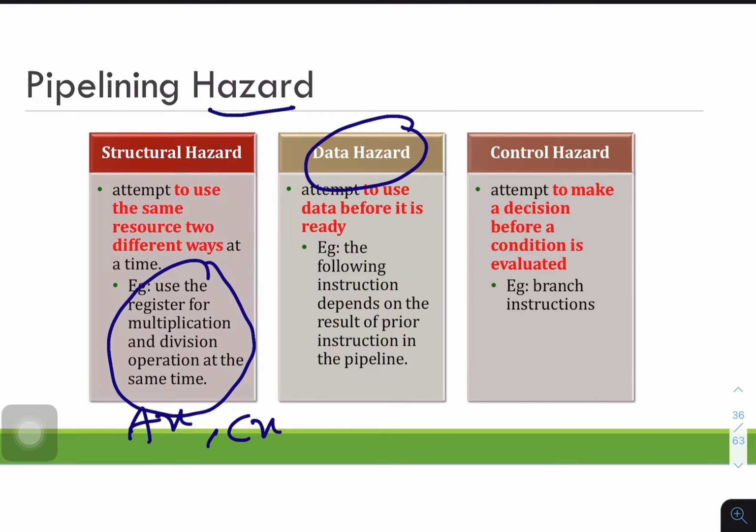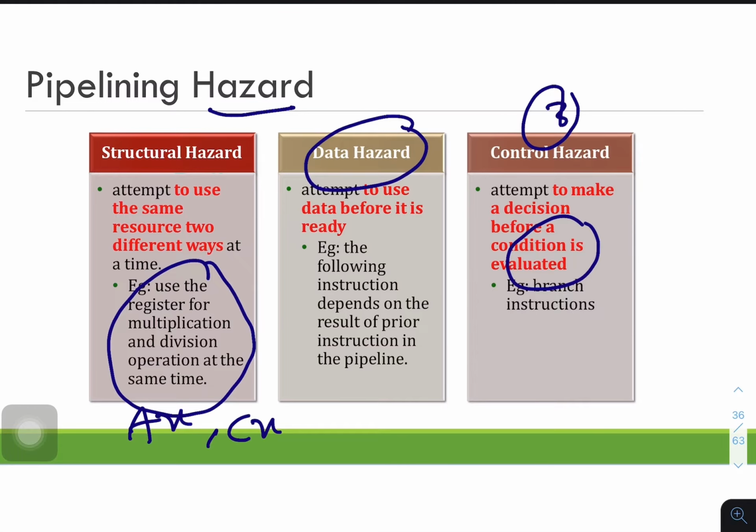Okay, and the third hazard is the control hazard. Control hazard happens when the instruction attempts to make a decision before a condition is evaluated. Okay, this means that an instruction is not ready for evaluation yet, but the next instruction or the other instruction needs to have the evaluation from the first instruction to make a decision.